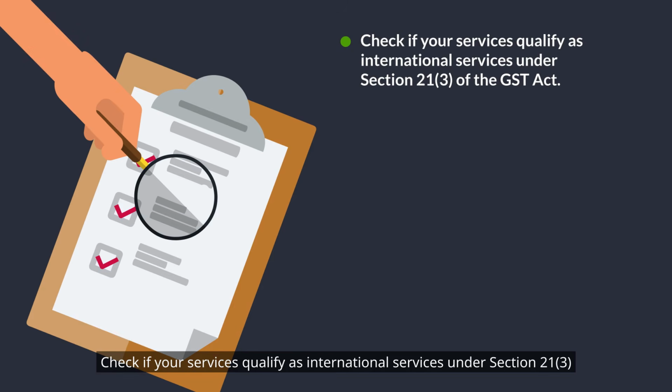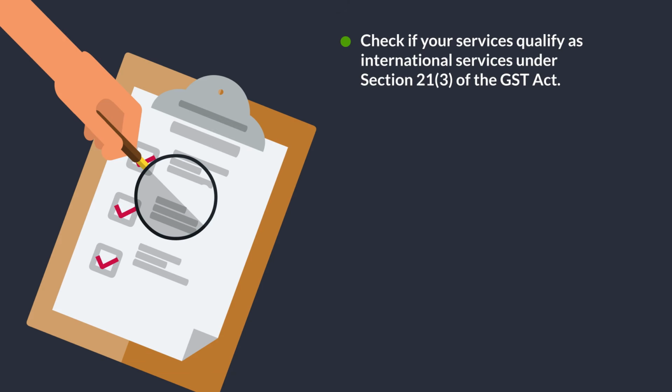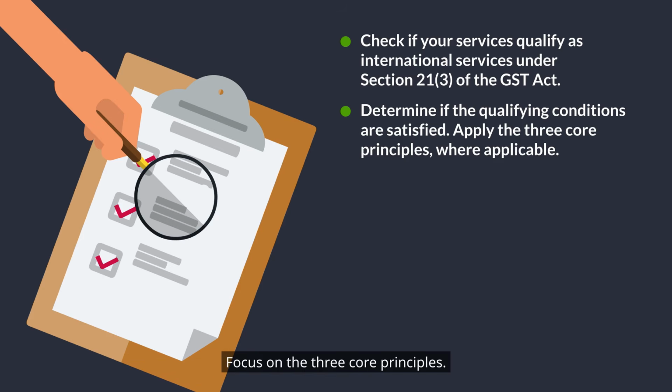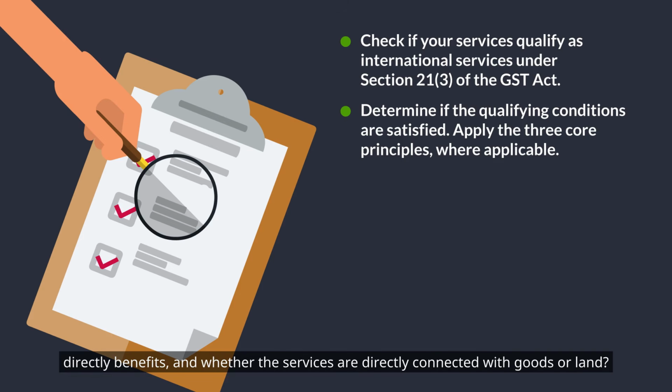Check if your services qualify as international services under Section 21(3) of the GST Act. Then identify the specific provision that applies. Next, determine whether you meet the conditions under the relevant provision. Focus on the three core principles. Did you enter into a contract with a customer? Who directly benefits? And whether the services are directly connected with goods or land.